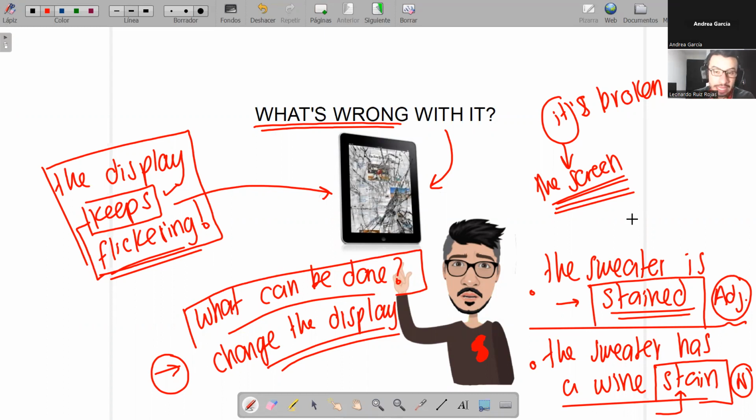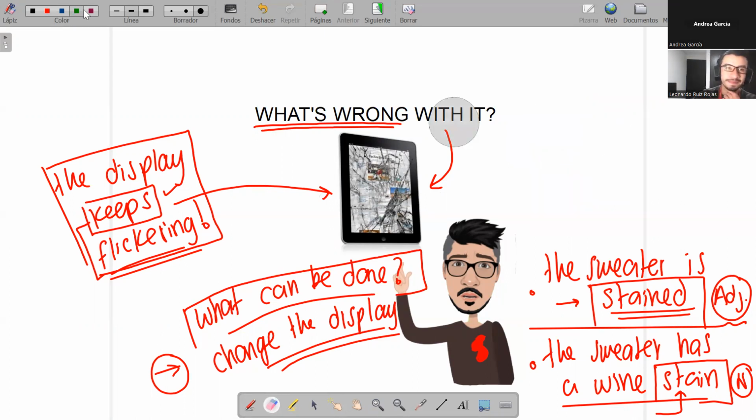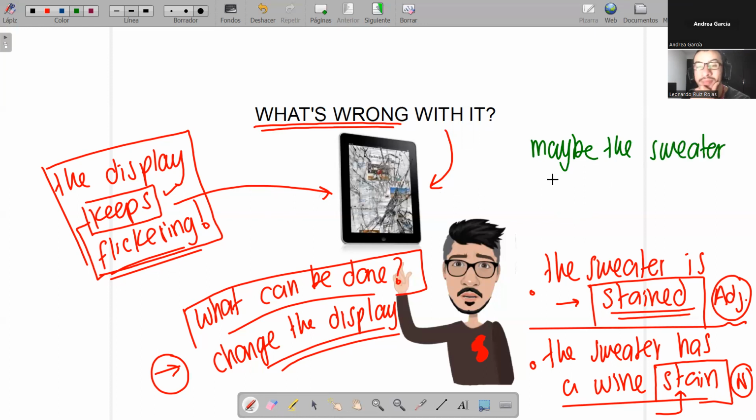If, for example, here I said that the sweater is stained with wine or the sweater has a wine stain, well, what does it need? How can I fix my sweater? What do you think? Teacher, maybe the sweater needs washing. Very good. Maybe the sweater needs washing.